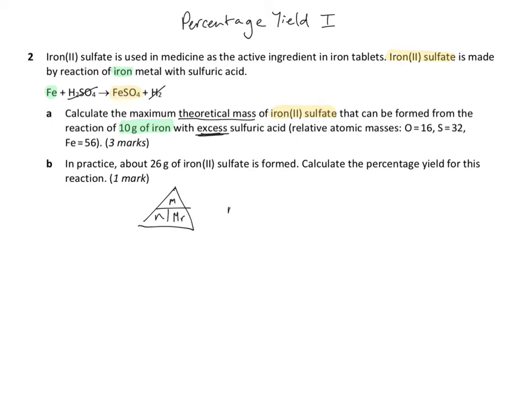Number of moles equals M divided by MR. Don't forget to always write the equation out in full. So number of moles of iron is going to equal 10, and it tells me here that the atomic mass of iron is 56. Divide that by 56. Right, grab a calculator, plug that in and work out what it is.